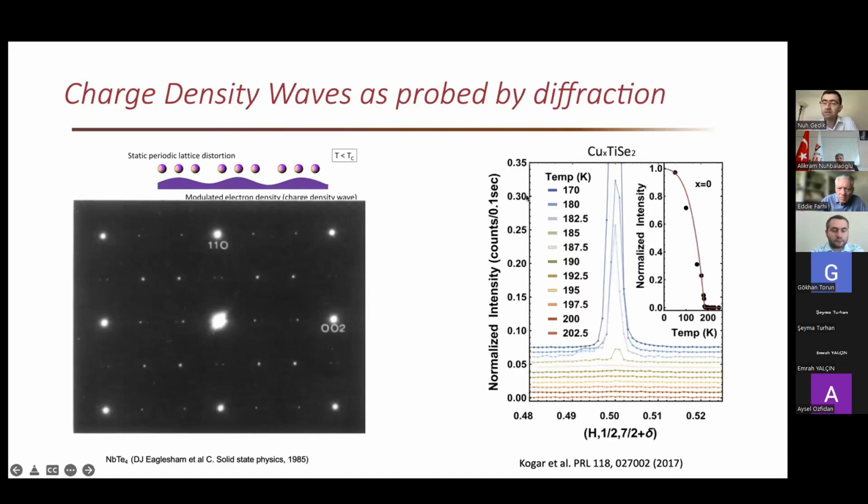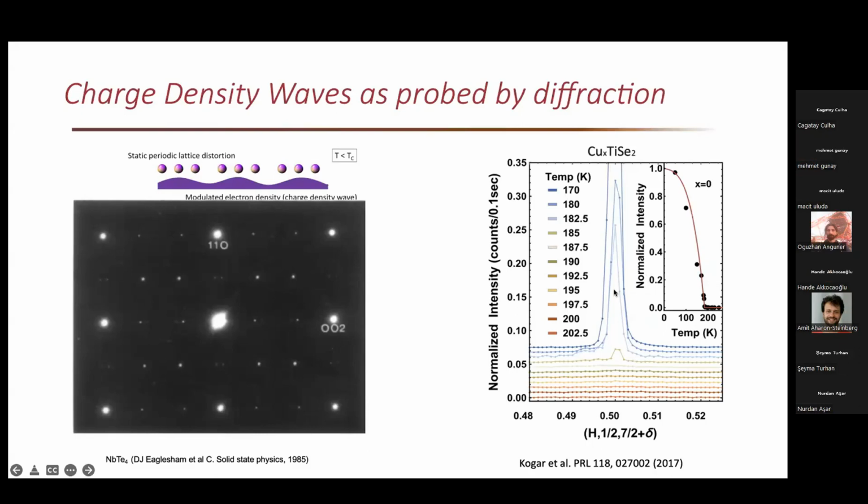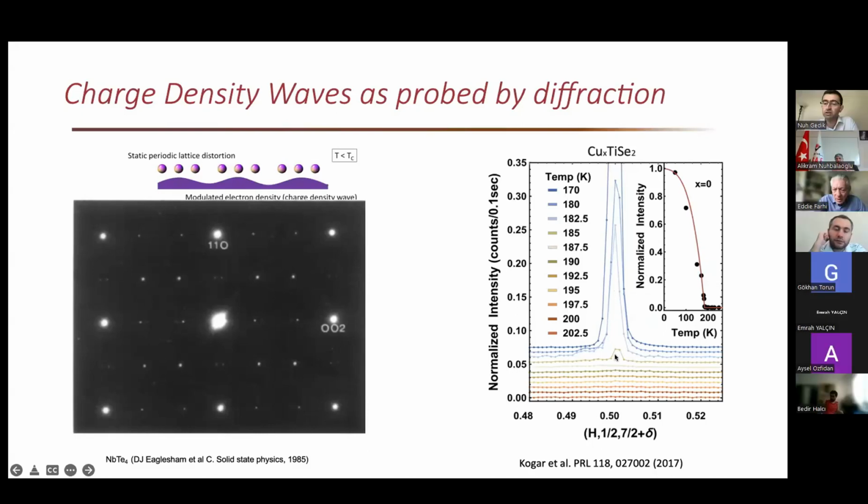Now, here's another study from X-rays. This is a different charge density wave. And now we are looking at one of these satellite peaks. You can see that above the transition, which is somewhere around 200 Kelvin, there's no sign of this peak. This is the intensity of this peak as a function of momentum. And right at TC, this peak starts to show up.